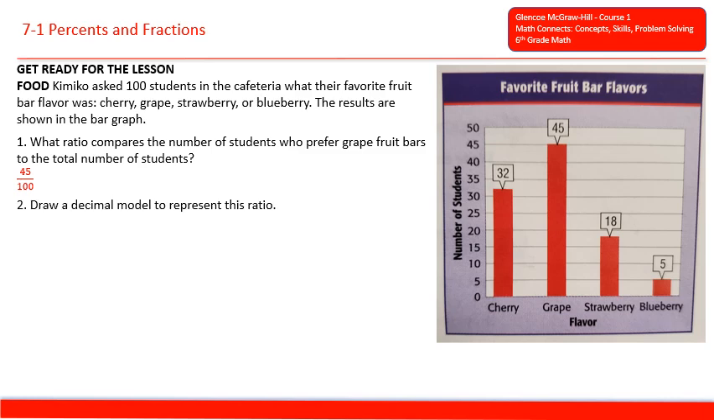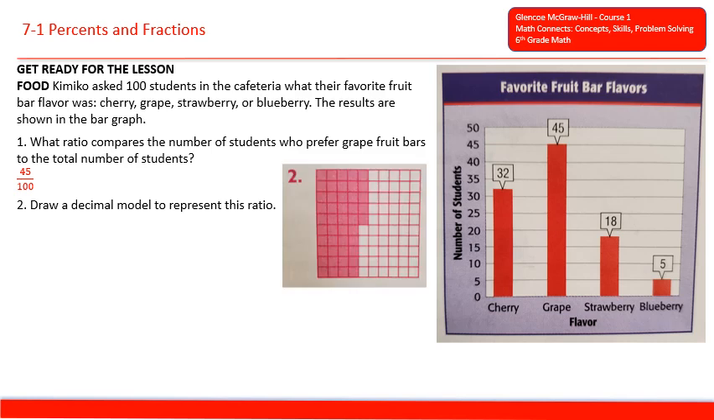Draw a decimal model to represent this ratio. So this decimal model is a 10 by 10 grid, so it's 100 squares, and there are 45 shaded in. And what fraction represents this ratio? So 45 over 100, and if we simplify that with the greatest common factor of 5, we get 9 over 20.